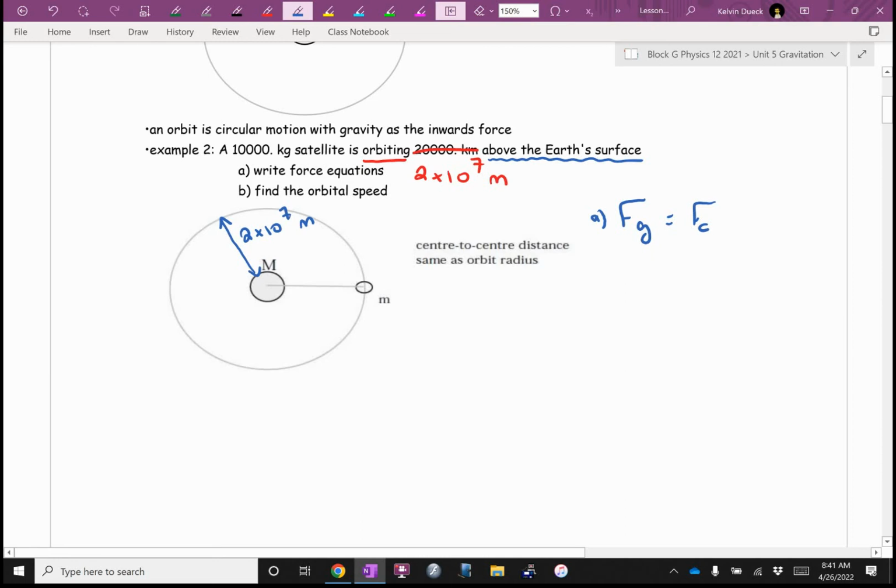Now, you could almost say that was the answer to part A. I have written a force equation, but let's go one step further. Are we in outer space right now? Then I can't use for gravity the obvious one, mg. I need to use Newton's universal gravitation. Big G, big M, little m over r squared equals m ac.